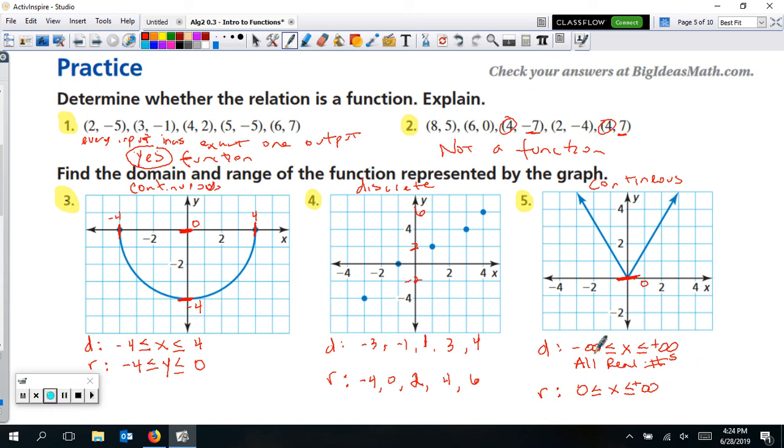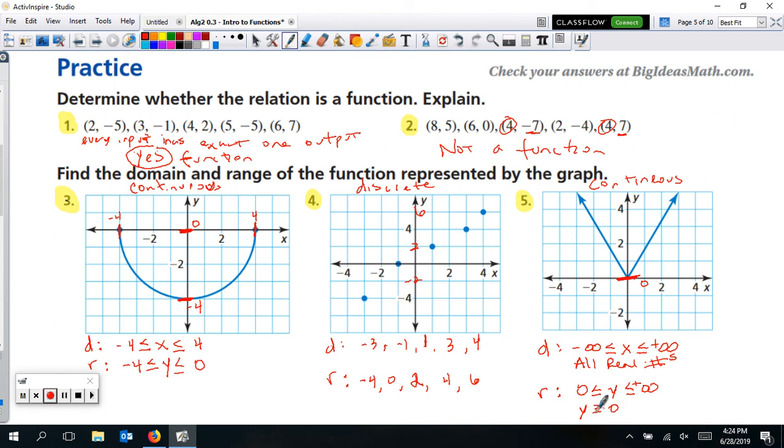Or another way we can say this is we could say it with a y. Sorry, not the x there. We would want to put y in there. That was my mistake. Put a y there. We could also say it this way, that y is greater than or equal to 0. And that's actually probably the better way of doing it, honestly.